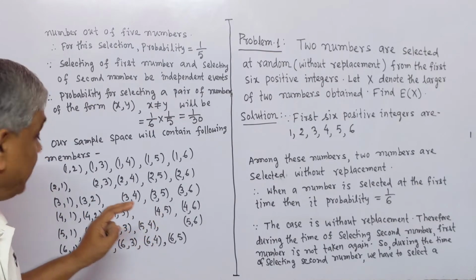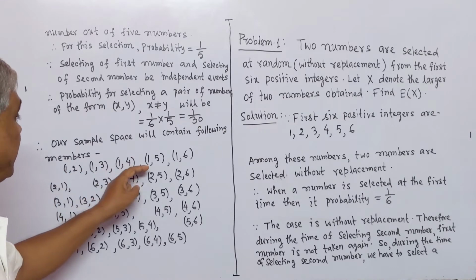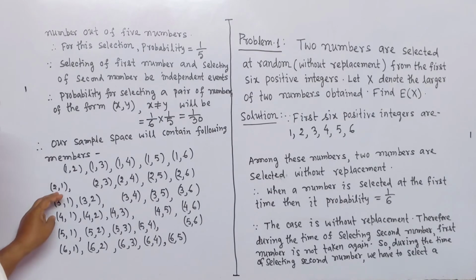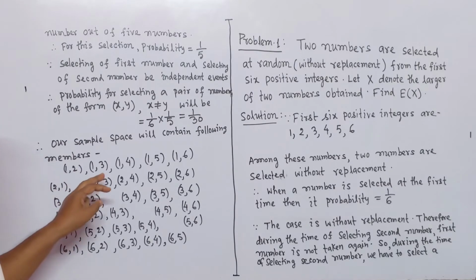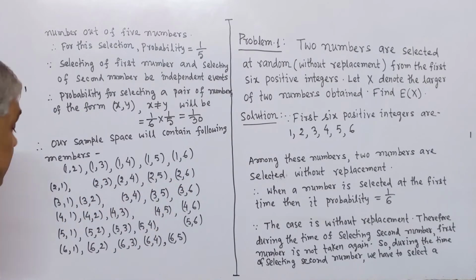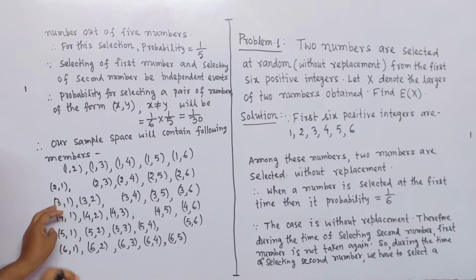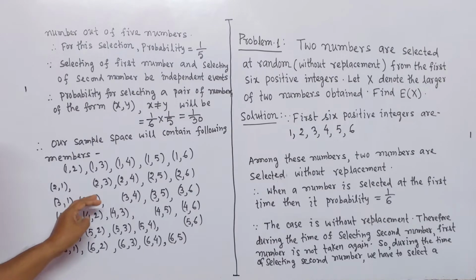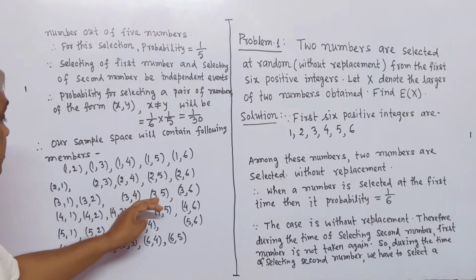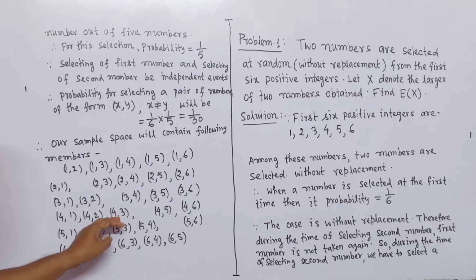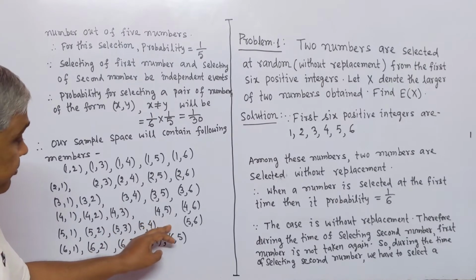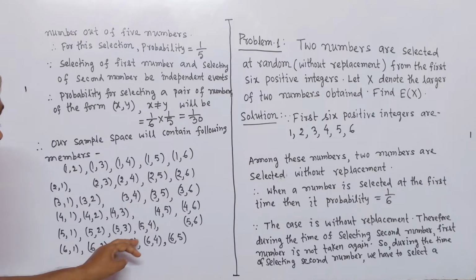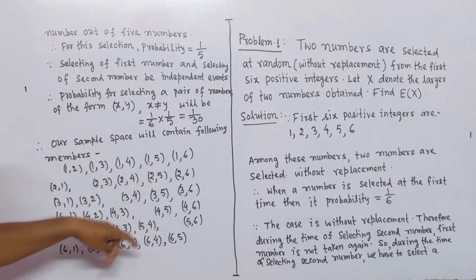Ordered pairs (1, 2), (1, 3), (1, 4), (1, 5), (1, 6), not (1, 1). Ordered pairs (2, 1), not (2, 2), (2, 3), (2, 4), (2, 5), (2, 6). (3, 1) means the first time we select number 3 and the second time we select number 1. Then (3, 2), (3, 4), not (3, 3), (3, 5), (3, 6), (4, 1), (4, 2), (4, 3), not (4, 4), (4, 5), (4, 6), (5, 1), (5, 2), (5, 3), (5, 4), not (5, 5), (5, 6), (6, 1), (6, 2), (6, 3), (6, 4), (6, 5), not (6, 6). So the total number of members in the sample space will be 30.